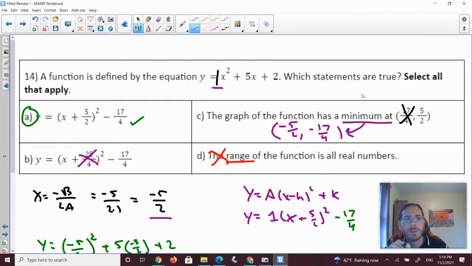Obviously, if you want to graph this, you're welcome to graph it and double check each of these. You can check A and B pretty quickly to see if the parabolas do line up. You can check C pretty quickly also, just to check the vertex. D, you still have to know what range means, but you can also see that D is incorrect if you were to graph it.